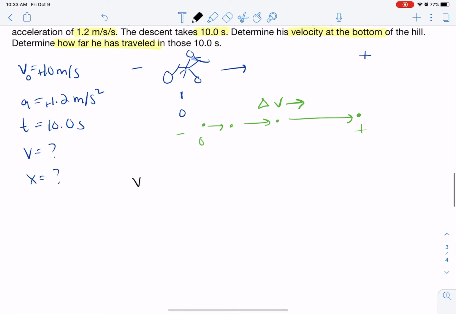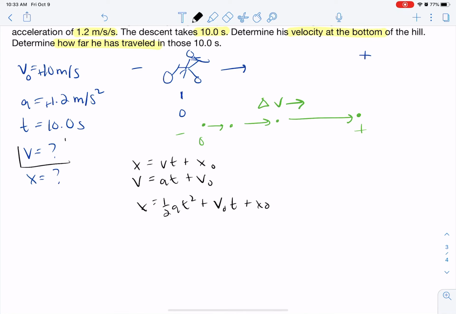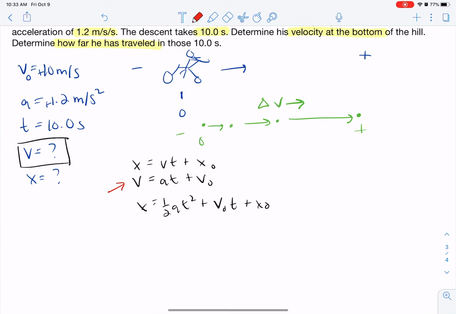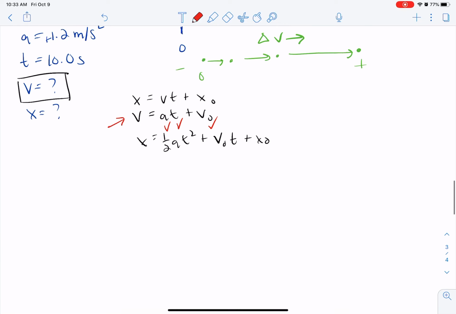Okay, so we have two equations. Actually, 3. When we're trying to find the velocity, which of these equations should we use? I'm going to say we should use this one. We have the acceleration, we have the time, and we have the starting velocity. So let's do that together.